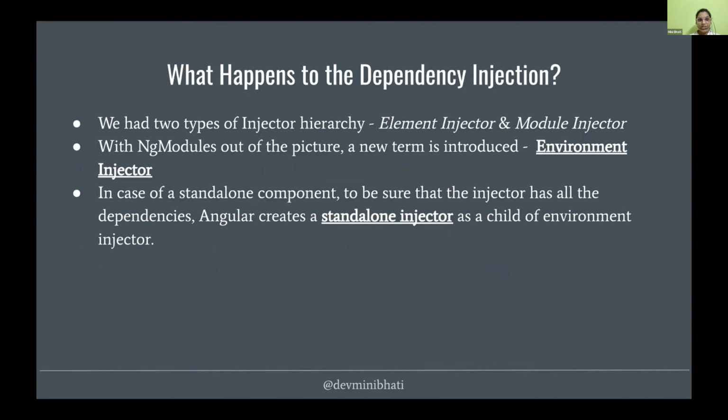Now the bonus question: what happens to the dependency injection? We know we have only two types of injector hierarchies. One is the element injector and one is the module injector. The element hierarchy is responsible for managing the injectors at the element level, and the module hierarchy takes on the null injector all the way up. With the ng modules out of the picture, there's a new term introduced, which is called environment injector. Environment injectors basically can be created in one of the following four ways.